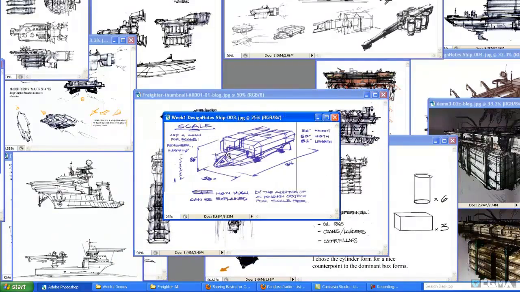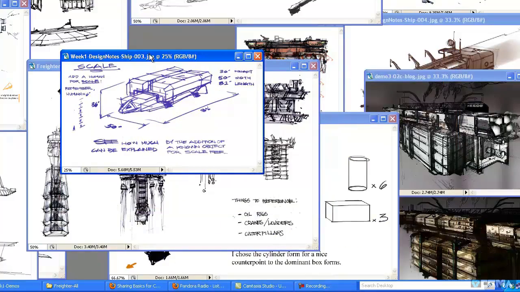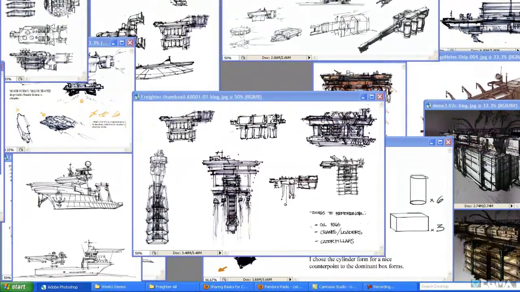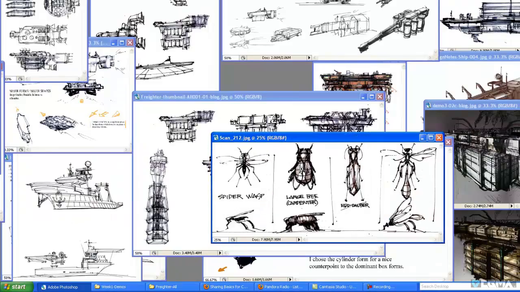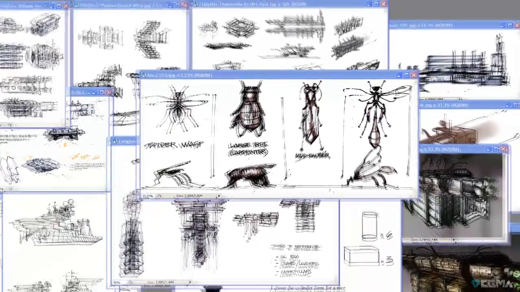Other things that you can do, and I won't get into this too much, but scale: having a human in your design or along with your design, at least in your mind, will help sell the believability and the reality of this ship. So that is another technique you can employ early on. And looking at various insect types, and just their arrangement and their profile, their posture, their shape, I really am able to glean a lot from that. So that's yet another thing that you can do as well.